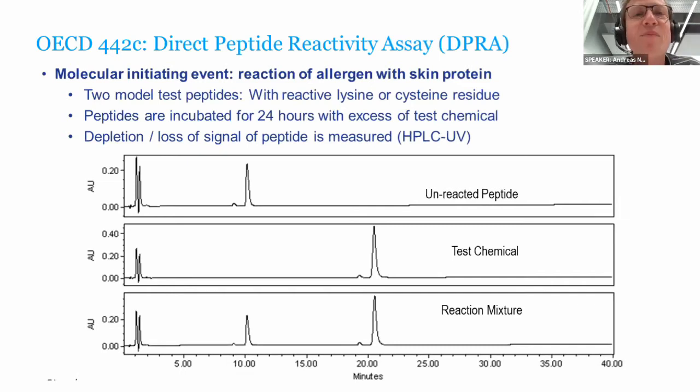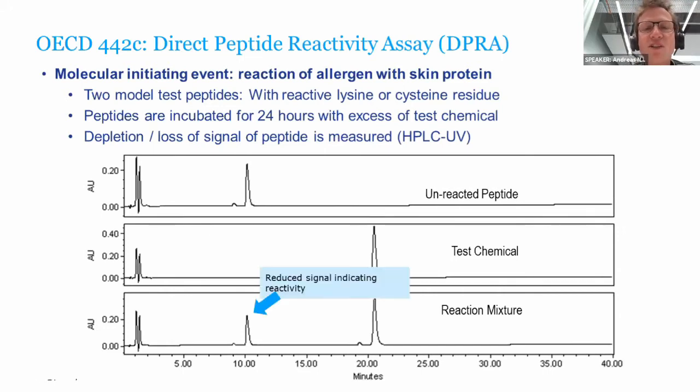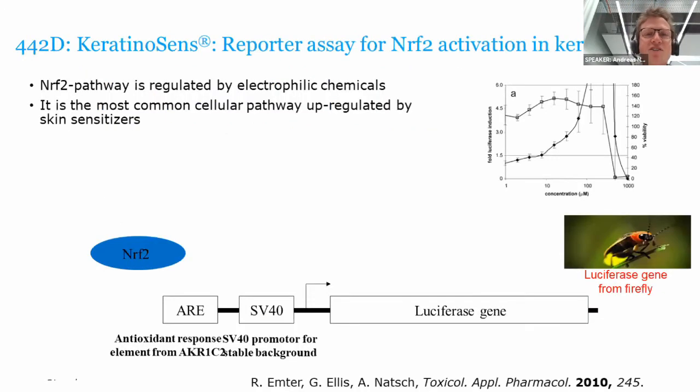So the first is the direct peptide reactivity assay, which basically just checks whether a molecule can react with a peptide and thereby leads to the loss of these peptide signals. So we have a peptide and the reduced signal indicating reactivity. So very straightforward HPLC assay. This is not even an in vitro assay, it's what is currently called an in chemico assay, because there's no biological system involved.